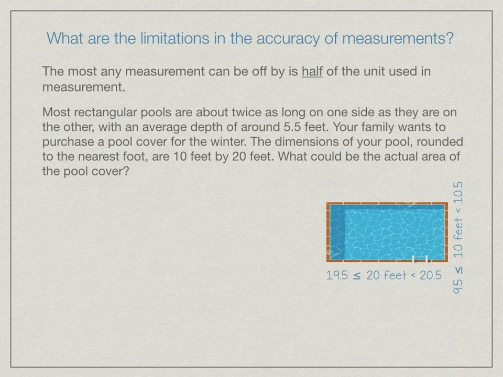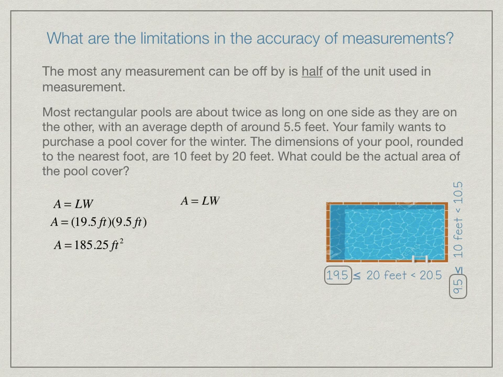So now the area, right? Because we want a pool cover. We know the area of a rectangle is length times width. What is the smallest the actual area could be? Well, it could be as small as 19.5 by 9.5 feet. So then I'll multiply that with a calculator. The smallest my area of this pool surface could be is 185.25 square feet.